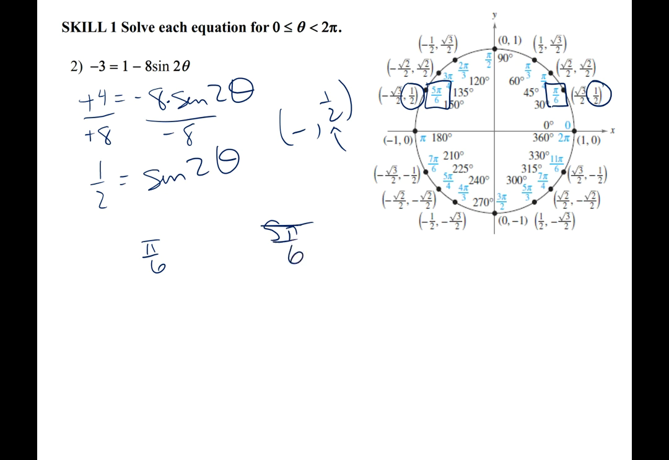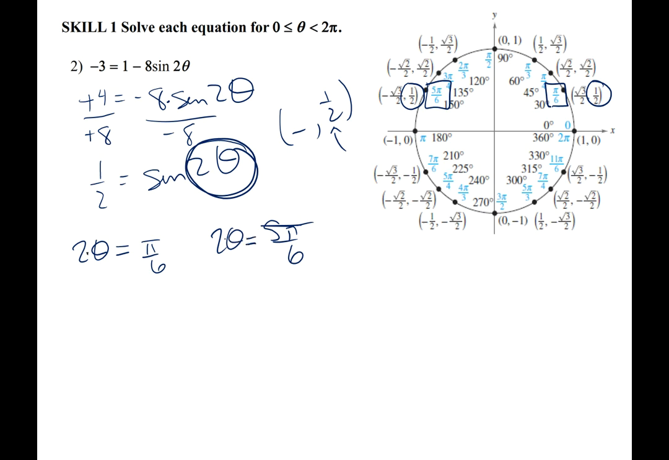We take whatever's inside the sine. By doing that radian measure, that's doing the inverse operation on the sine. That's why we were able to do that, and the sine goes away. So we're going to set the 2 theta equal to both of those.